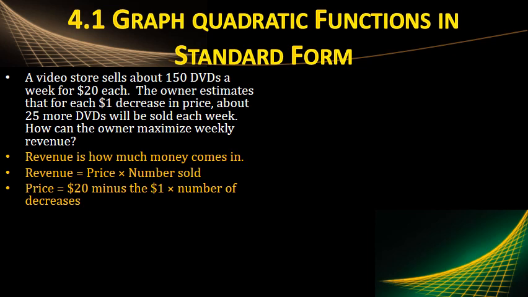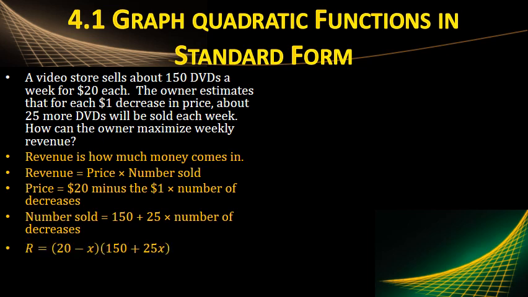Our price will be the $20 that they sell each DVD for, minus the $1 decrease every week. So it'll be $20 minus $1 times the number of decreases. The number sold is 150 that he's selling each week, plus the 25 extra that he sells each week. So the number sold will be 150 plus 25 times the number of price decreases. As a function, our revenue equals 20 minus x times 150 plus 25x, where x is the number of times we decrease the price.